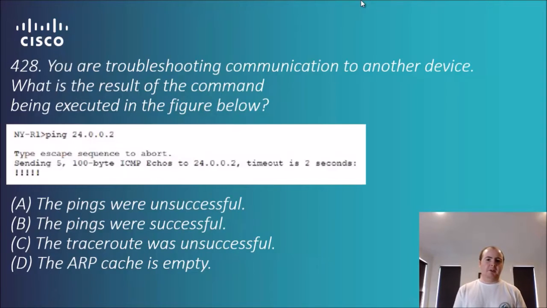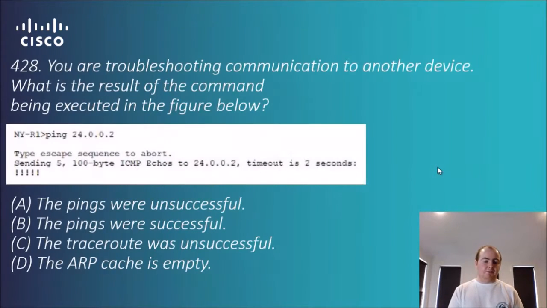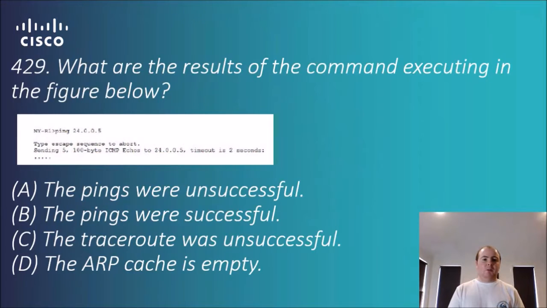So there's nothing really mentioning ARP tables, so we can rule that one out. We're doing a ping, not a traceroute, so we can rule that one out as well. If they are periods, like full stops, they are deemed unsuccessful, so that means these are successful. Whenever pings are sent back and forth, it'll do 5 at a time, and then it will respond back accordingly. There. So 429, what are the results of the command executing in the figure below?